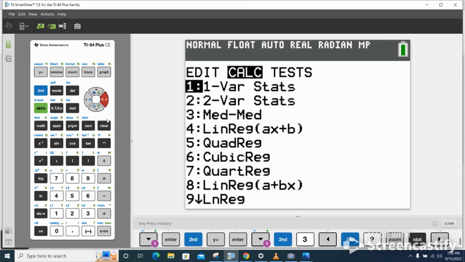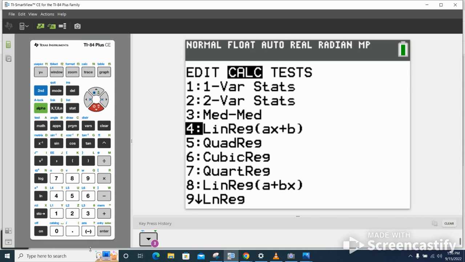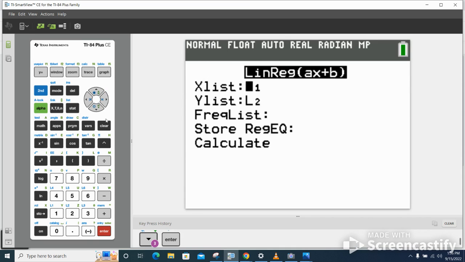Now I'm going to go back to Zoom plot, or actually we're calculating, right? This is where we left off. So I'm going to choose option number 4, linear regression. Now, the calculator will tell me the linear regression, but I'm lazy. I don't want to copy that number and put it in y equals to graph the graph.